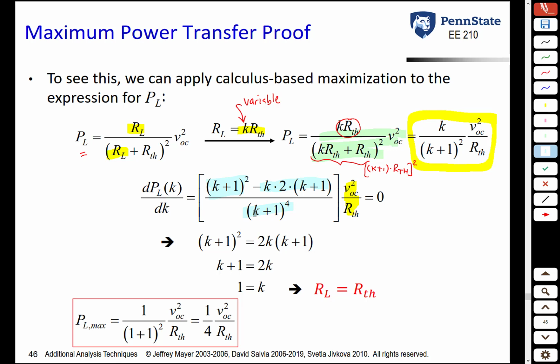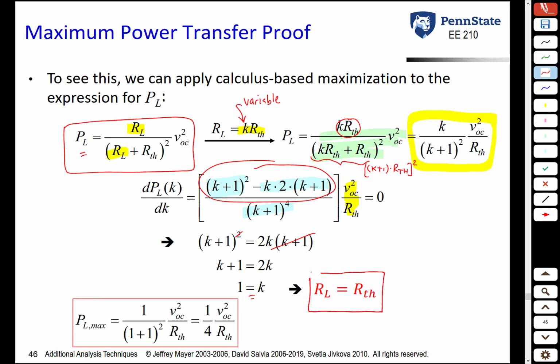We now want to set that equal to 0, which basically means that we're setting this equal to 0, or K plus 1 squared equals 2K times K plus 1. That K plus 1 cancels one of those. You end up getting K plus 1 is 2K, or K equals 1. So we've proven now that this expression is maximized when what? When RL is equal to 1 times R Thevenin. That is the proof of maximum power transfer.